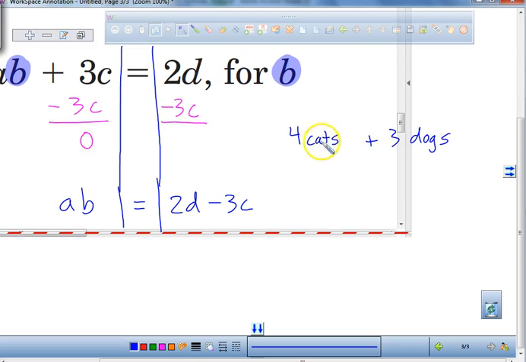So like if you said C equals cats, and D equals dogs, then it would be 4C plus 3D. You can't combine these. They're not the same. Yes, they are both animals, but they're not the same, okay?